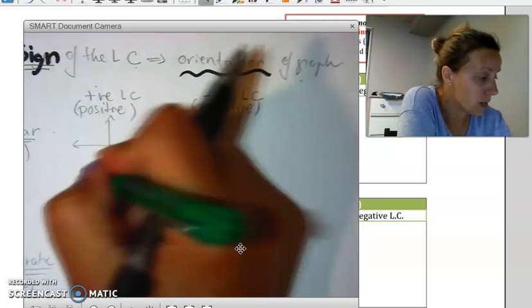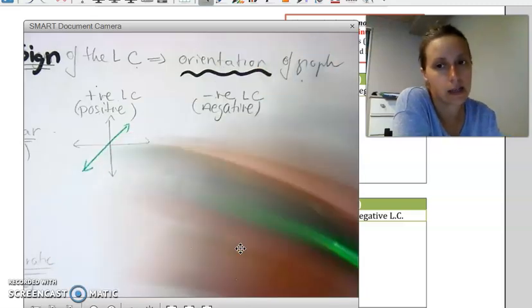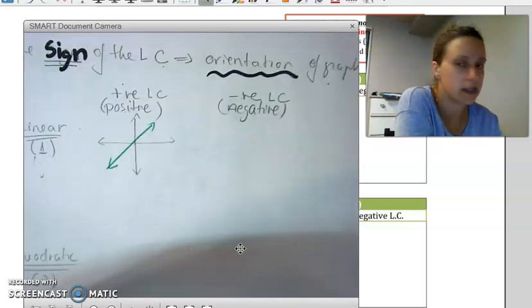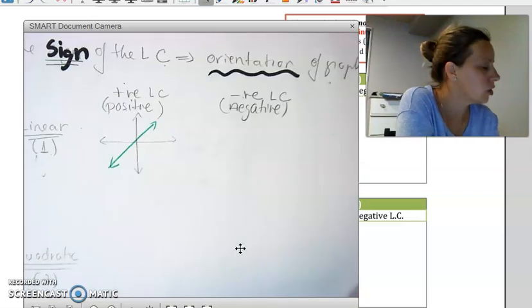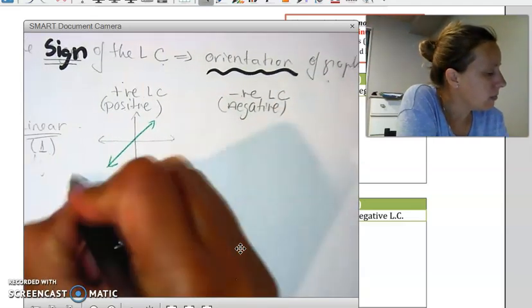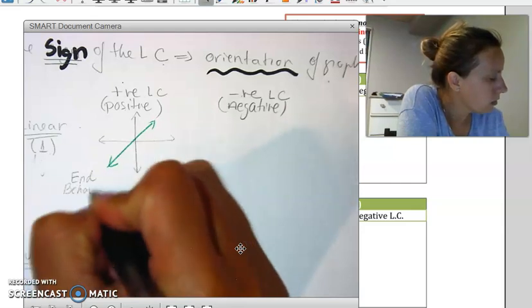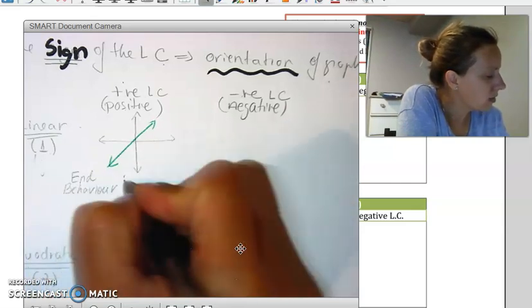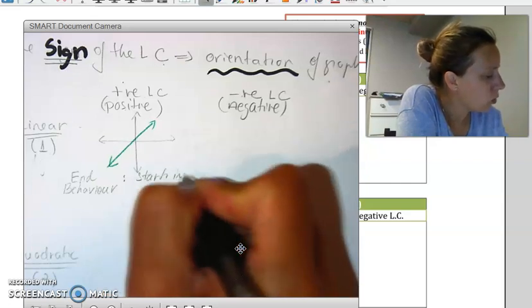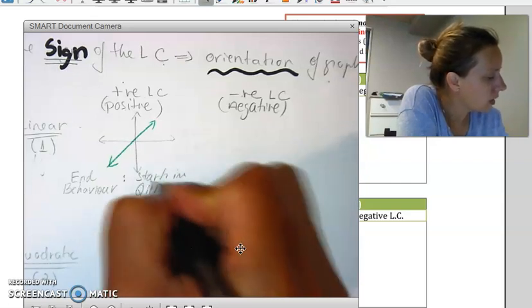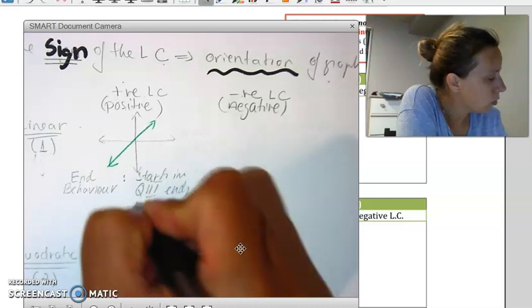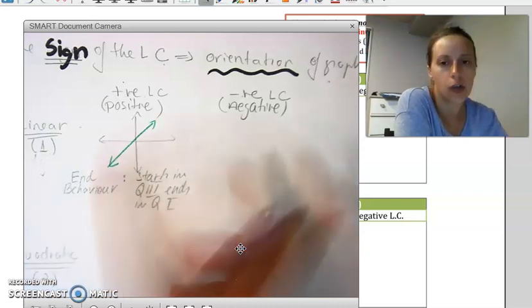Any linear graph with a positive leading coefficient in its equation will look like this. It's increasing. Remember, you can use the word increasing for the linear function. Just to be safe, use it only for the linear function. And the end behavior, you can say starts in quadrant 3 and ends in quadrant 1. So this is quadrant 3.